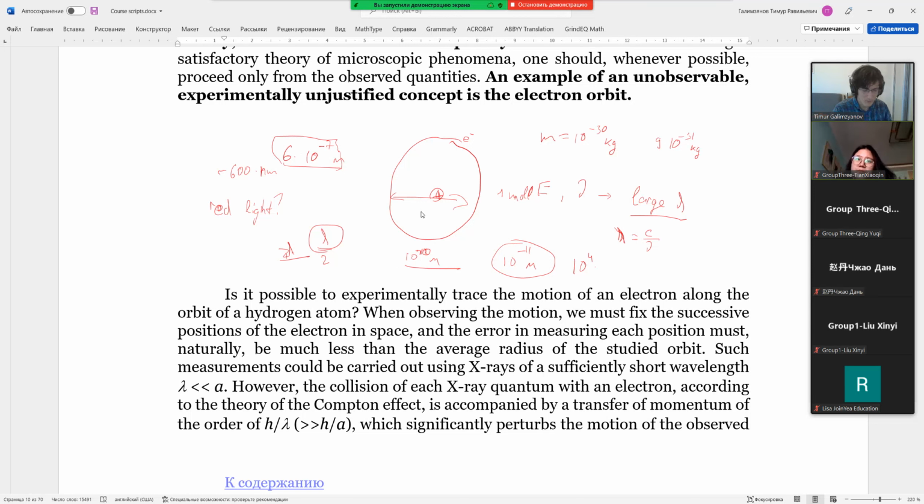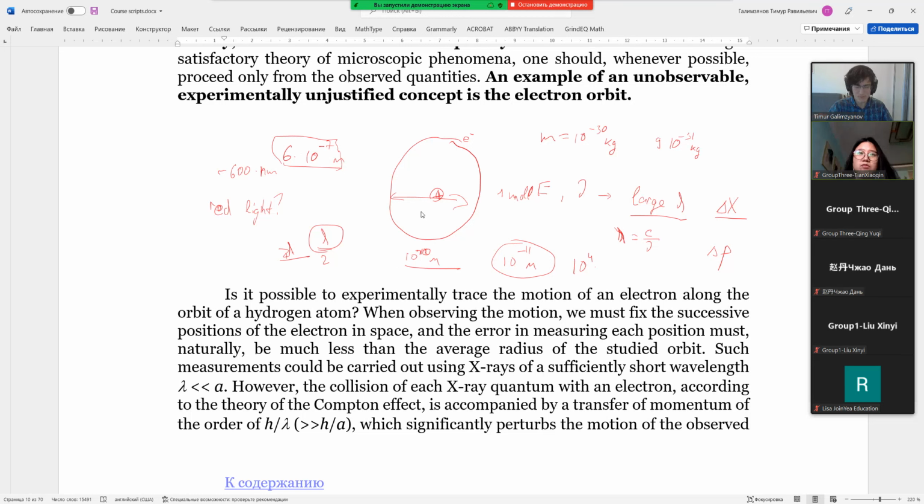It means that if you try to measure by gamma radiation, you will have a very large uncertainty in the position of the electron, which is much larger than the size of the atom. And if you want to have certain information about the position of the electron, you will have a very large uncertainty in the momentum, or the velocity, of this electron, because it will just go away, it will break this atom apart.